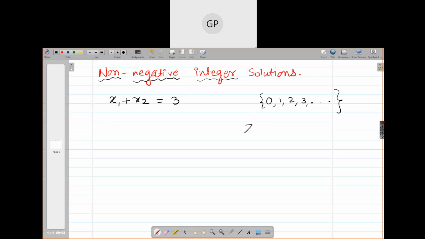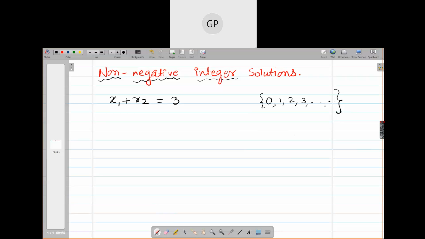What are integers? The set of integers Z is represented by, it is infinite set. It includes negative integers, positive integers as well as 0, right? This is your Z. Now when I'm saying non-negative integers, that means I'm not including this portion. Okay? Are you getting it? So we are considering only this set 0, 1, 2, 3 onward. So it is also an infinite set, but it does not include negative integers.